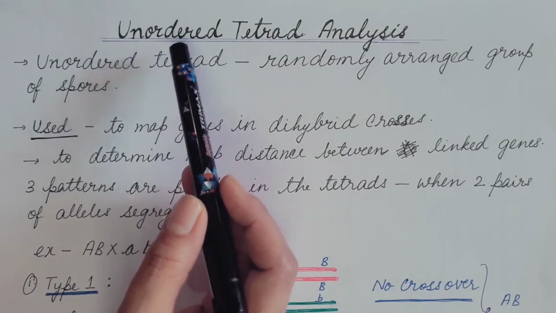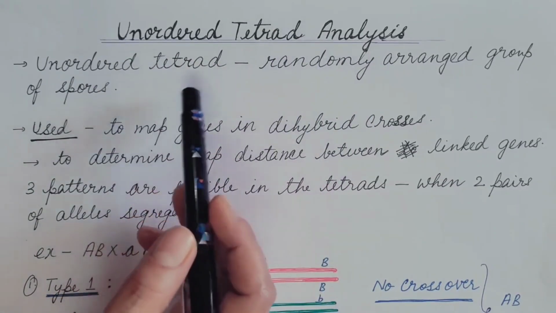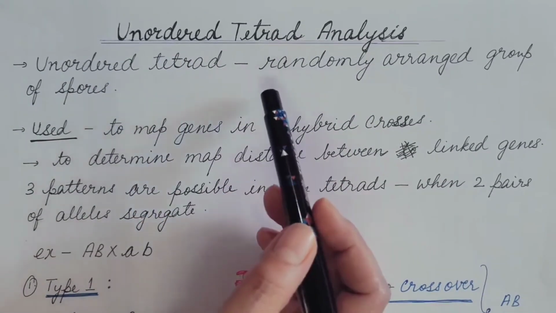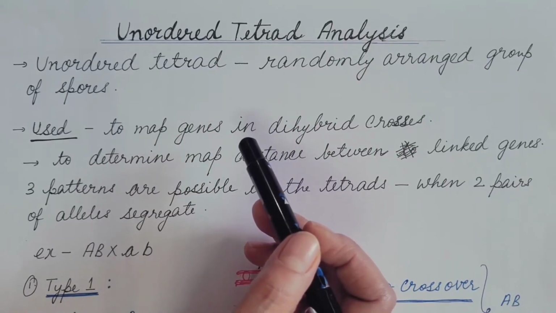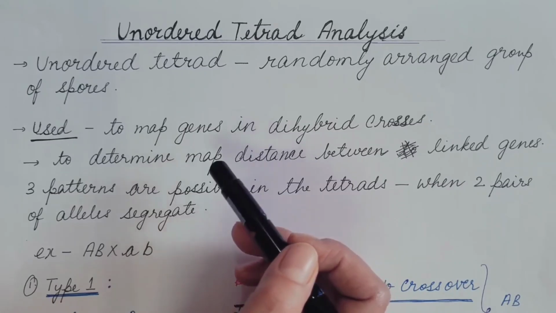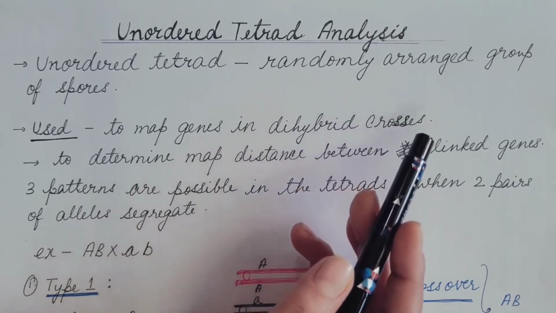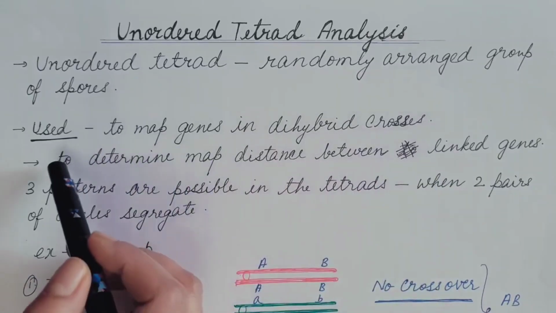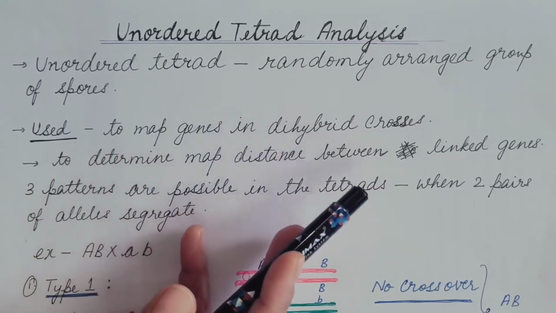We are going to discuss unordered tetrad analysis. What is an unordered tetrad? In this, the spores are randomly arranged. The ascus provides enough space so spores can move randomly, so these are unordered. An example is Saccharomyces cerevisiae. It is used to map genes in dihybrid crosses.